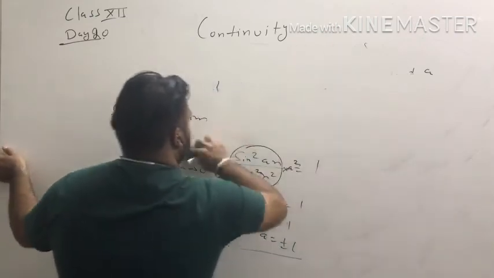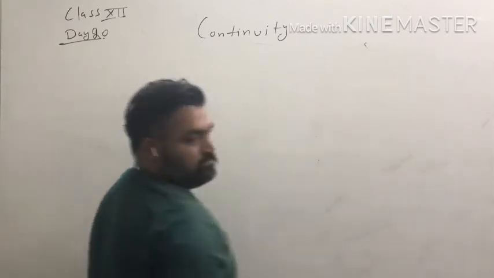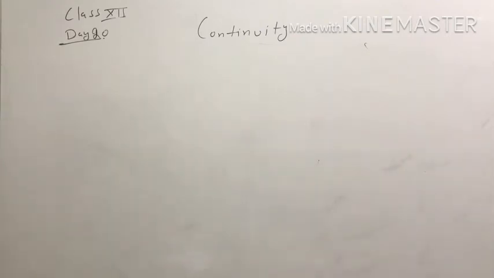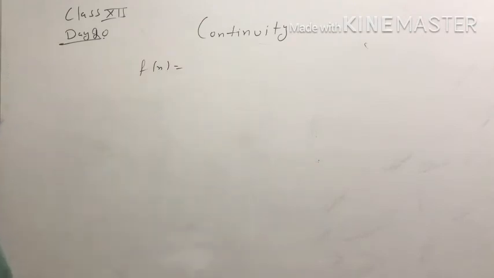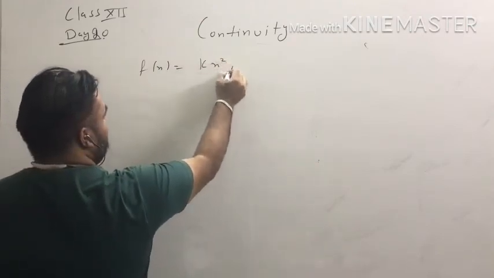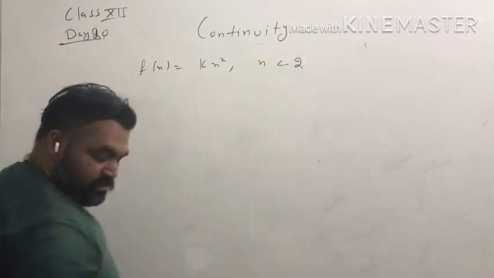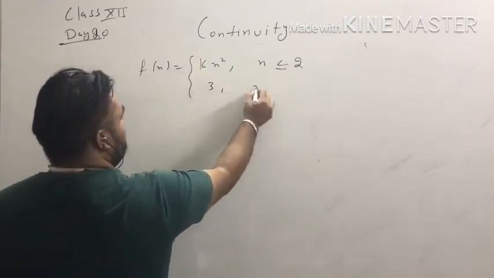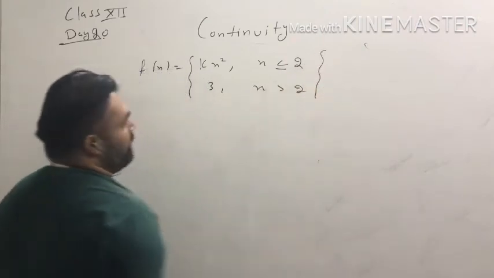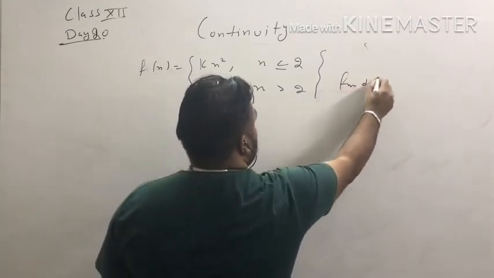So the next question related to this concept is the fifth question. The fifth question is f(x) = kx² when x is less than or equal to 2, and the value is 3 when x is greater than 2. Now the continuity here is given at x equals 2. We have to find k.